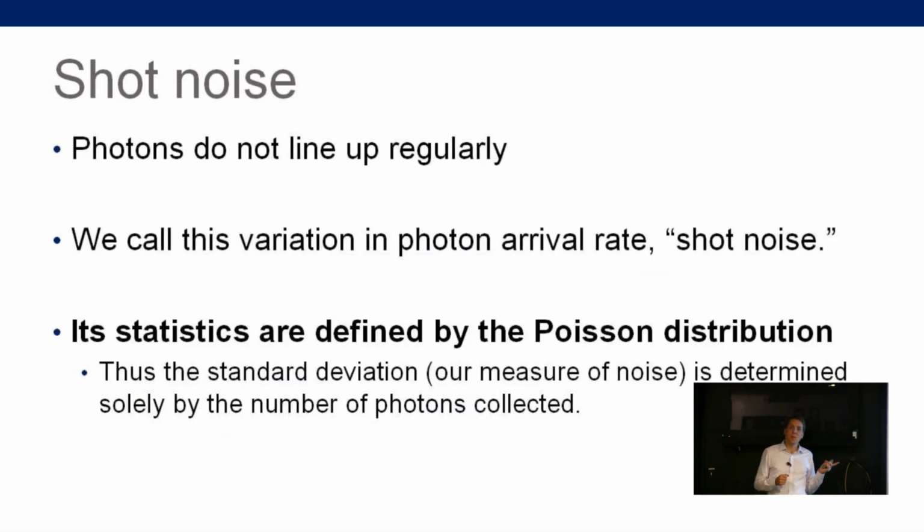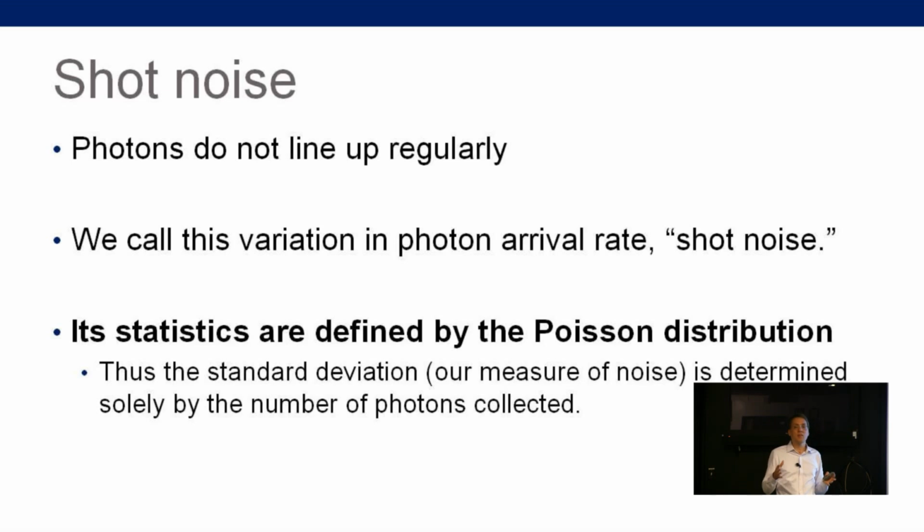So the photons don't line up regularly. Each time we take a sample, each time we take an exposure, we're taking a sample of what that long-term rate is, which is the true brightness of something. Each time we take that sample, it's going to be a little bit different because they're not following any order. They're not lining up like planes coming into Newark. They're just coming when they come.